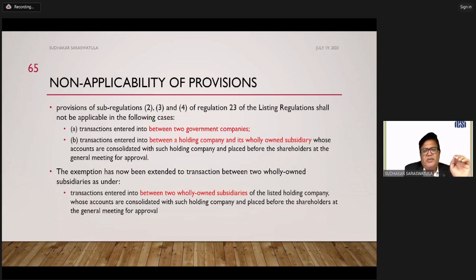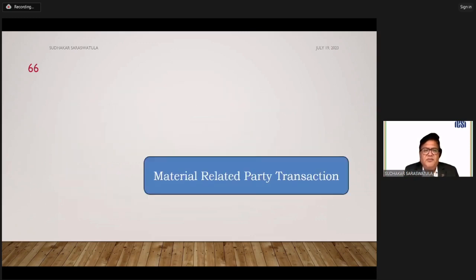The exemption has now been extended to a transaction between two wholly owned subsidiaries also, because the transactions are entered into between two wholly owned subsidiaries of the listed holding company. But again, the same thing: accounts are to be consolidated with such holding company and placed before the shareholders at the general meeting for approval. That means if I am having two wholly owned subsidiaries, and one WOS is consolidated, the other one is not consolidated, then again the exemption is not available. Both wholly owned subsidiary company accounts have to consolidate with the listed entity. Then in such case, the transactions entered into between these two wholly owned subsidiaries are exempted.